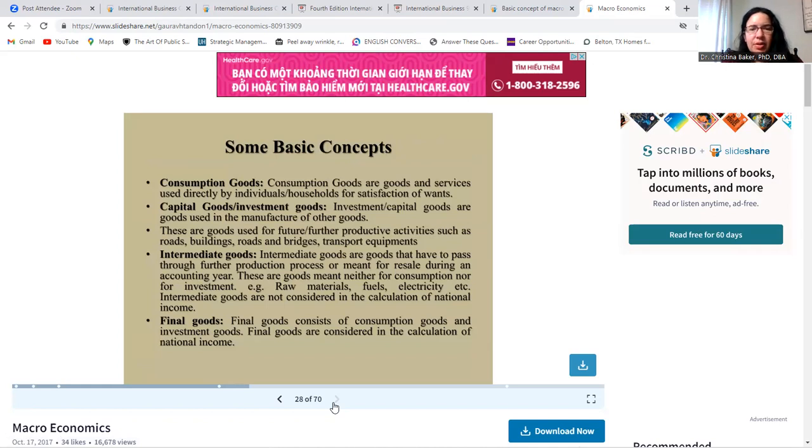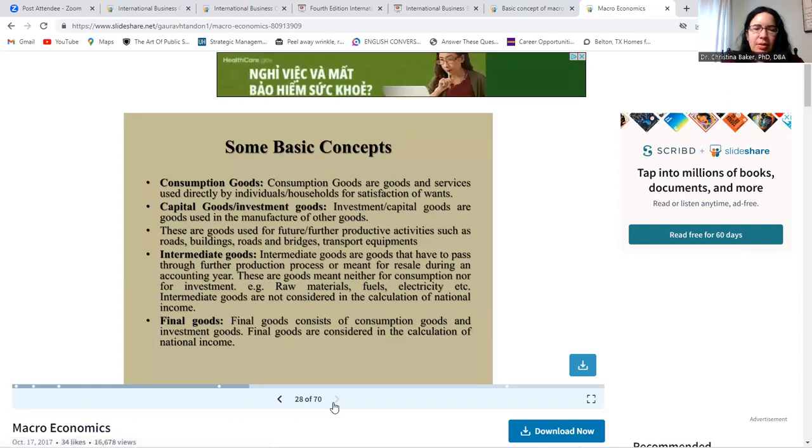Intermediate goods are goods that have to pass through a further production process or are meant for resale during the accounting year. These are goods meant neither for consumption nor for investment: raw materials, fuels, electricity, etc. Intermediate goods are not considered in the calculation of national income. And final goods consist of consumption goods and investment goods. Final goods are considered in the calculation of national income.